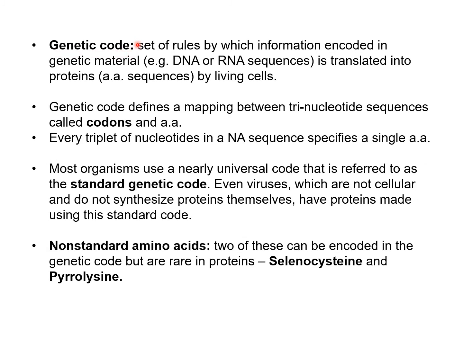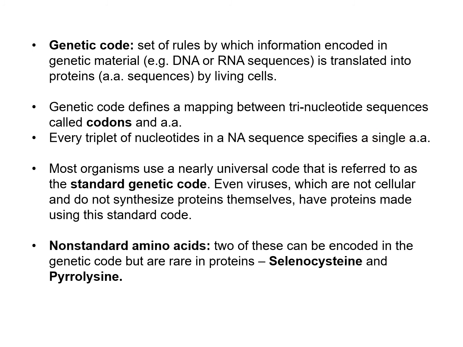The genetic code, which has codons, is a set of rules by which information encoded in genetic material, such as DNA or RNA sequences, is translated into proteins, the amino acid sequences, by living cells. And the genetic code defines a mapping between trinucleotide sequences called codons and amino acids. So basically it connects these two different kinds of information. Every triplet of nucleotides in a nucleic acid sequence specifies a single amino acid. For example, ATG in a nucleic acid sequence specifies methionine.